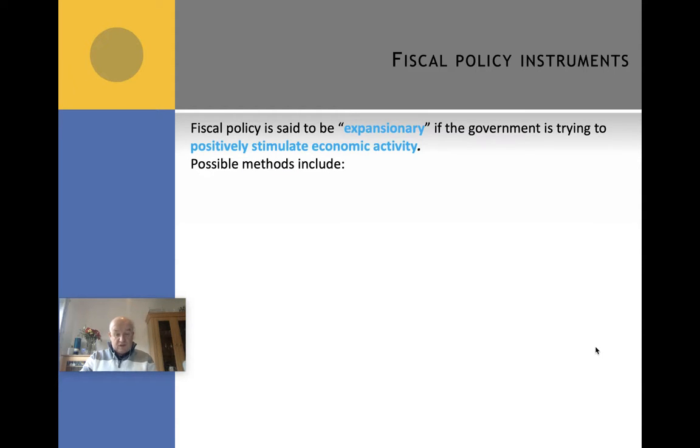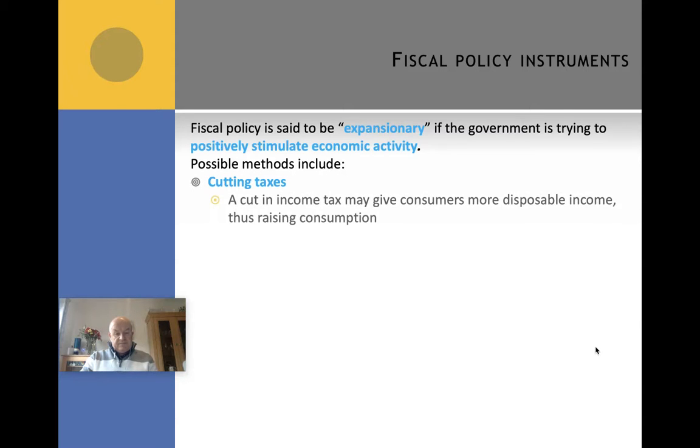Things that they can use to help expand the economy would be to cut taxes. Clearly, if we have a cut in income tax, that means that consumers have more disposable income, and they are more likely then to use some of that disposable income to raise consumption. So clearly, that would be a good way of stimulating some economic activity.